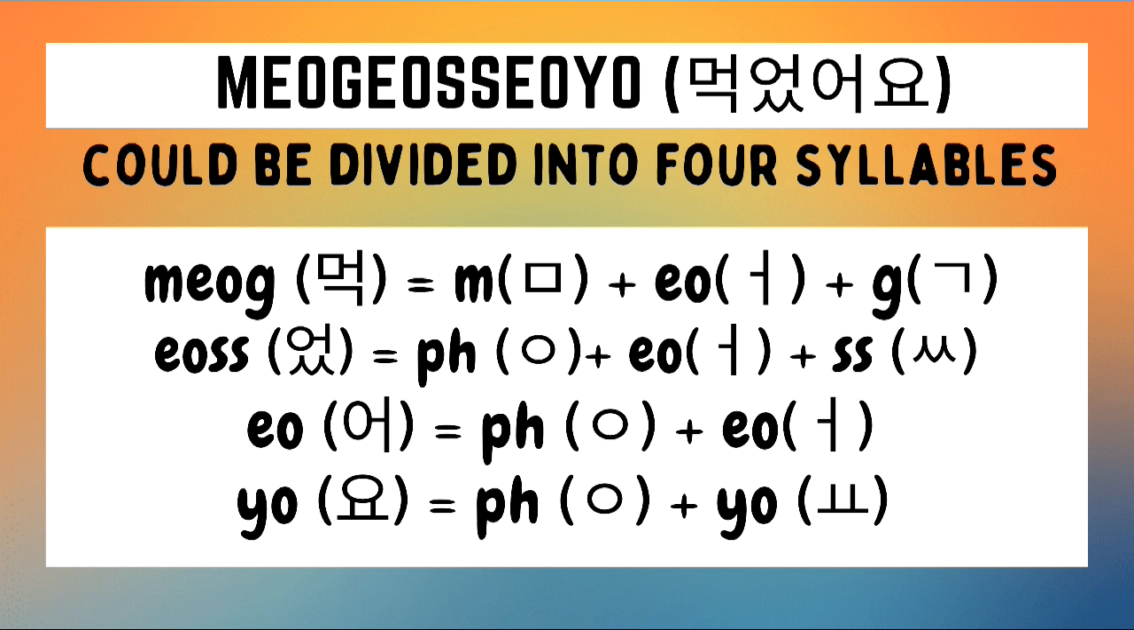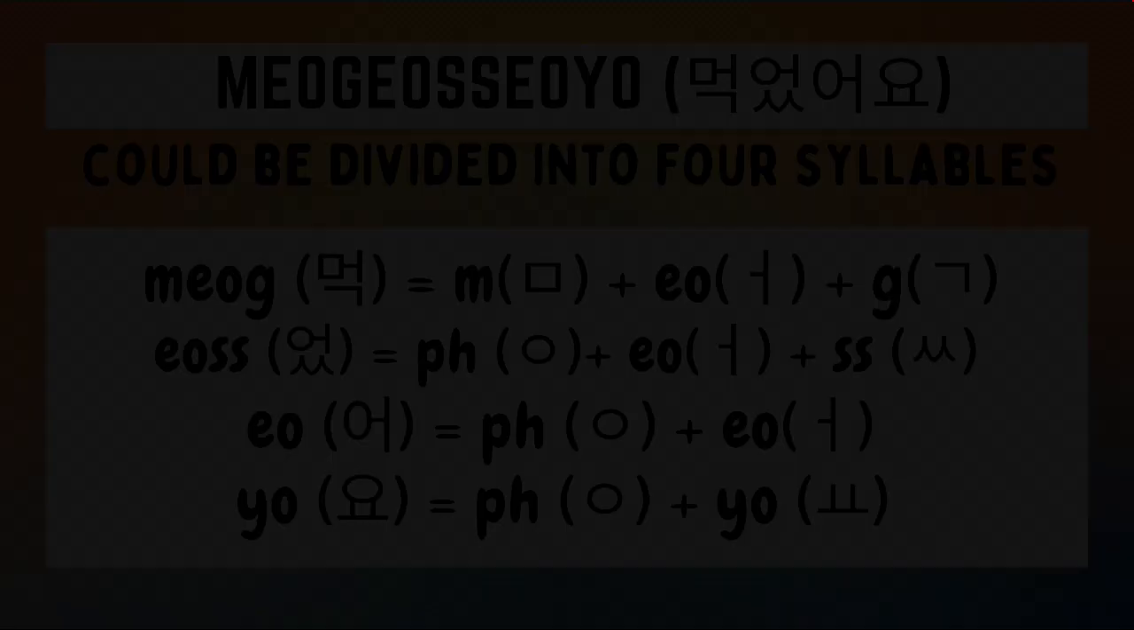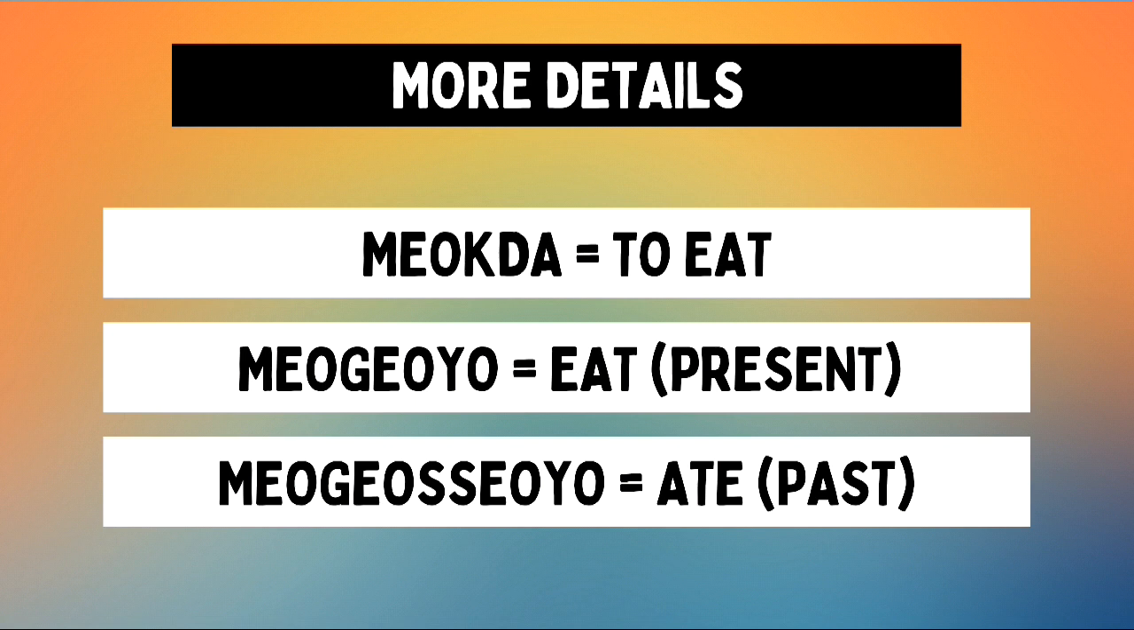The third syllable o is written by joining first a placeholder iyang, followed by the o character. And then the last syllable yo is written by joining first a placeholder iyang and the yo character itself. So that's 4 syllables in all. 먹었어요. So we just need to combine the hangul for each of these 4 syllables to form the hangul of the word 먹었어요.